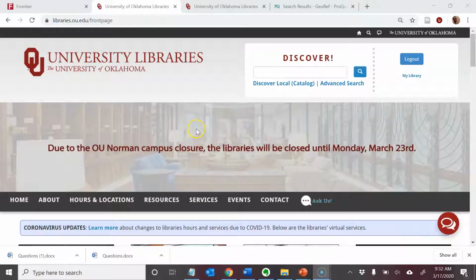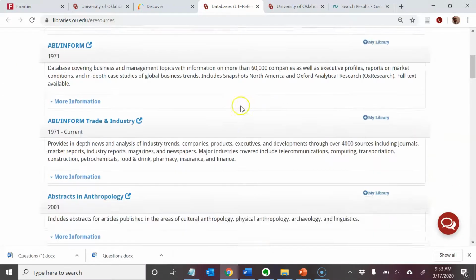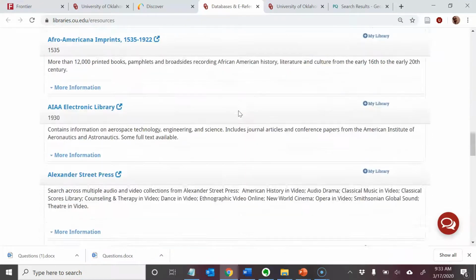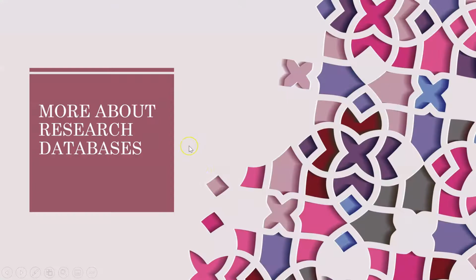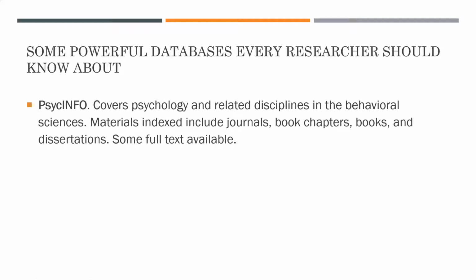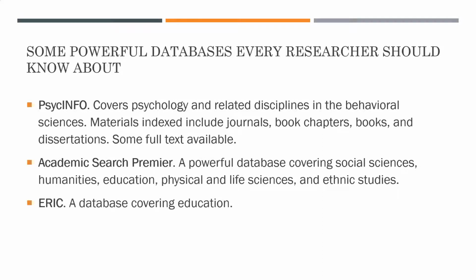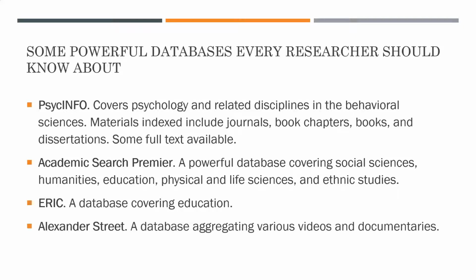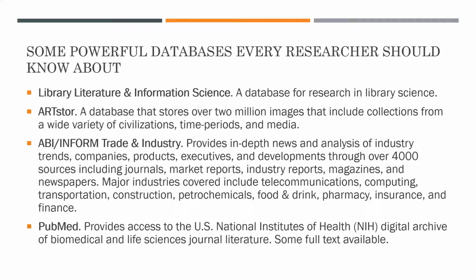Here I am at the University of Oklahoma Library's website, and I'm going to show you some of the databases that they pay to have access to. There are a wealth of databases, way too many for us to cover in this short video. But you can see just even under the A's here, how many there are. And I've made a list of some of my favorites that I think every researcher should know about. And this is not exhaustive, but these are just some of the helpful databases that you should be familiar with. PsycInfo for information on psychology, Academic Search Premier, ERIC, this is the go-to database for education, and so on and so forth. And we'll talk more about some of these in future videos, but these are just some databases for you to be aware of.